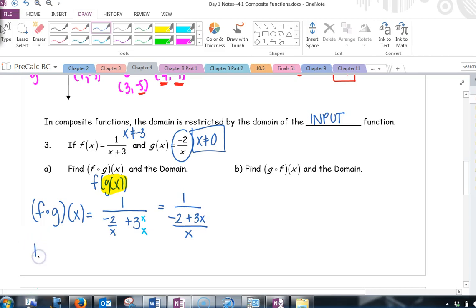I'm going to multiply by the reciprocal. So that's going to be 1 times the reciprocal x over, I'm just going to rewrite that as 3x minus 2. And that's just x over 3x minus 2.